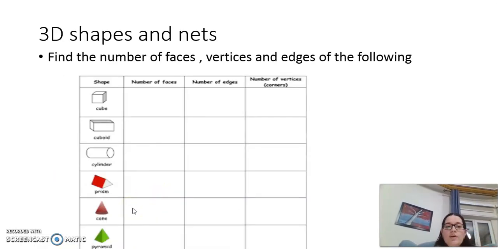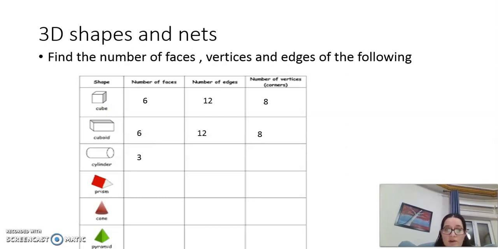Now, I want to find the number of faces, vertices, and edges for the following shapes. The cube. The cube is a prism. So, number of base sides plus 2, times 2, times 3. So, 4 plus 2 is 6. 4 times 2 is 8. And 4 times 3 is 12. The cuboid is exactly the same as the cube: 6 faces, 12 edges, 8 vertices or corners.